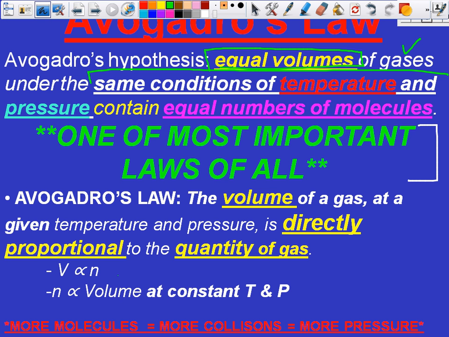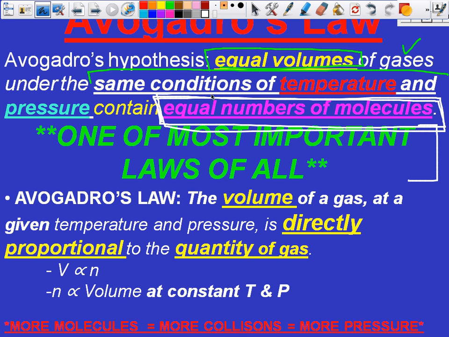Equal volumes of gases under the same temperature and pressure. So basically I have created this environment where they're sitting in the same room and I have trapped them under the same conditions of pressure. Here's the biggest key: equal volumes, same temperature and pressure, contain equal numbers of molecules.